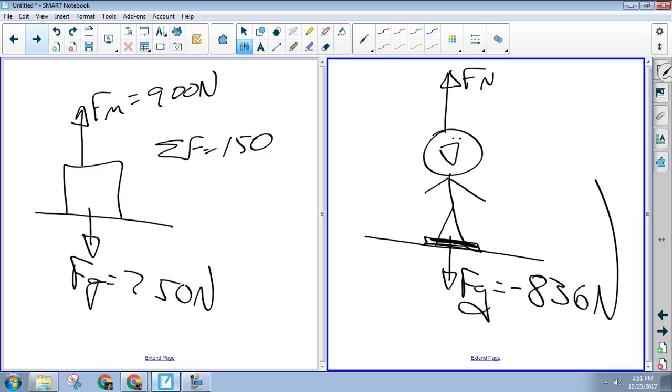Wait, what if you're playing tug of war? Yeah, it turns out that the force at both ends of the rope is always equal, even in a tug of war. It's just that there are other forces besides the rope.